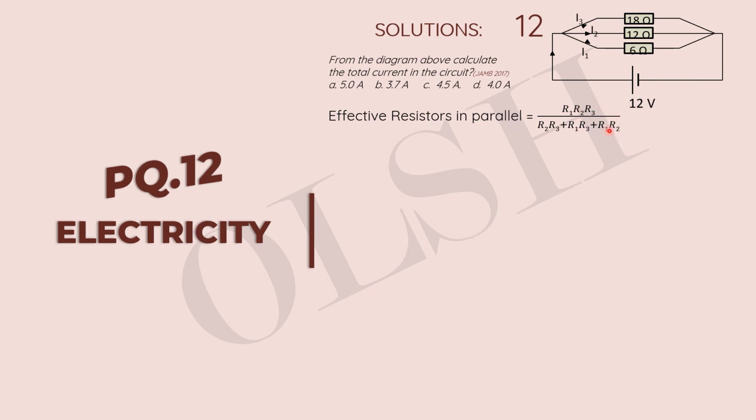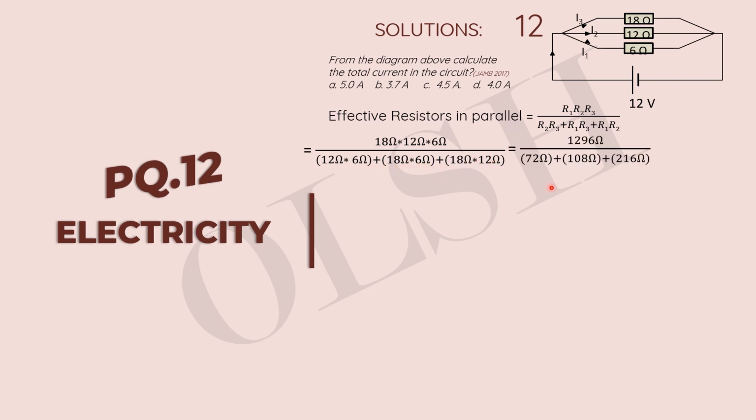So if you put in our values here, we have 18 ohms times 12 times 6 ohms divided by 12 times 6 ohms plus 18 times 6 ohms plus 18 times 12 ohms. If we simplify, we have this. To further simplify, we have 1296 divided by 396 ohms. And then if we do simplify, we have 3.27 ohms.